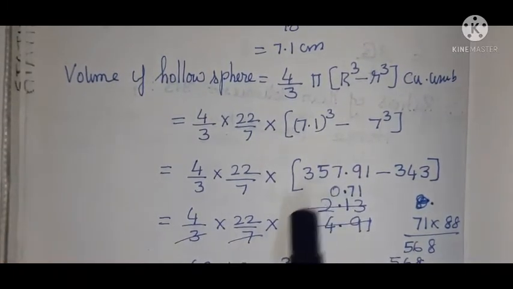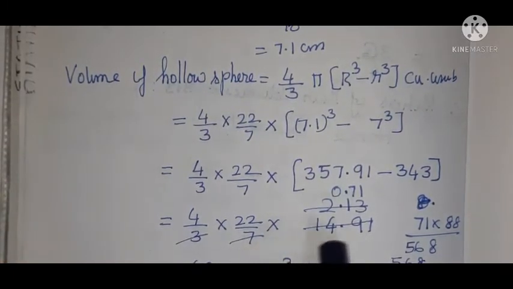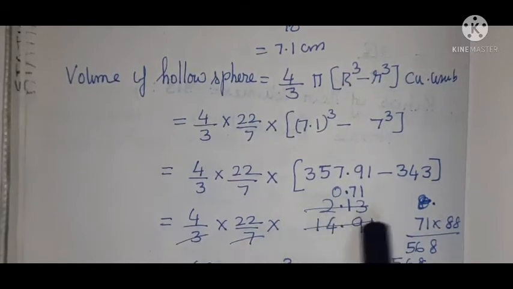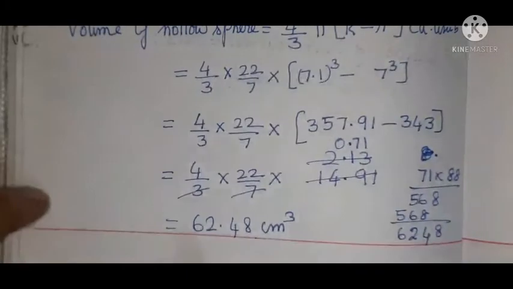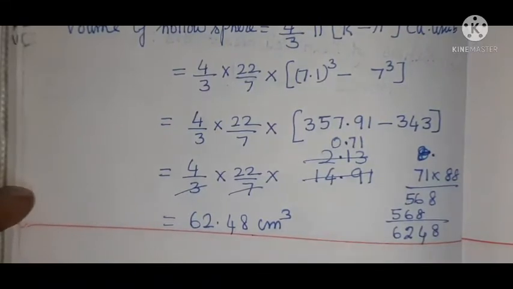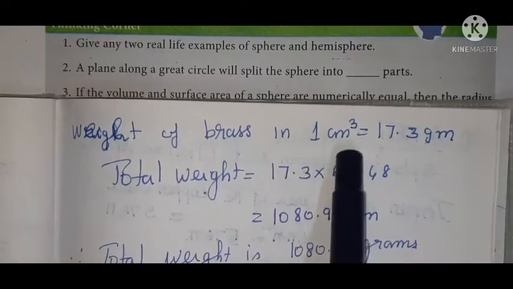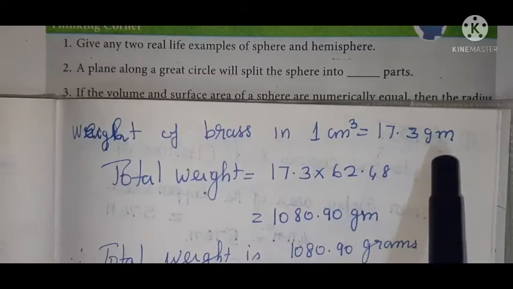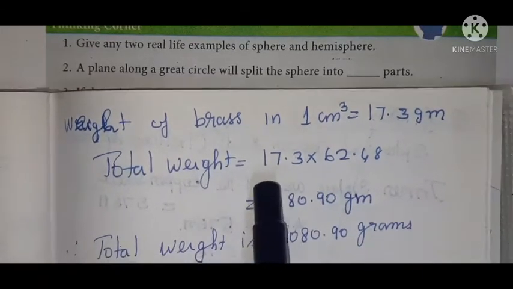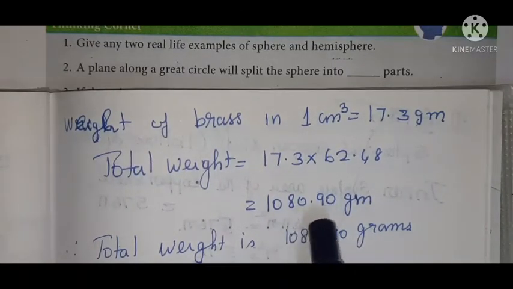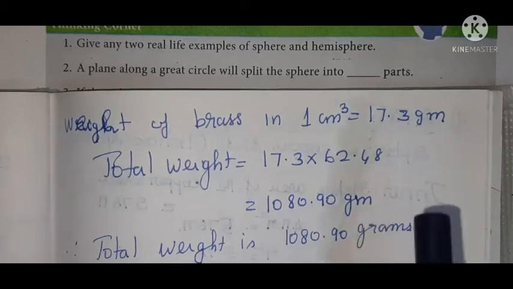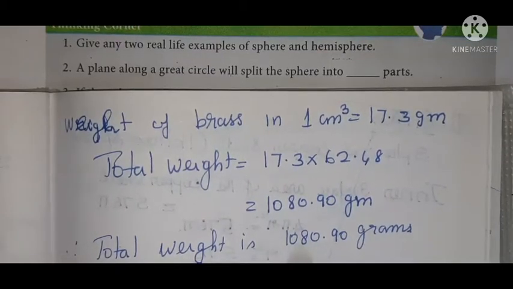14.91 divided by 7, we get 2.13. 2.13 divided by 3, we get 0.71. 4 into 22 into 0.71, we get 62.48 centimeter cube. Weight of the brass for 1 centimeter cube is 17.3 gram. Total weight is 17.3 into 62.48, 1080.90 gram. Total weight is 1080.9 grams.